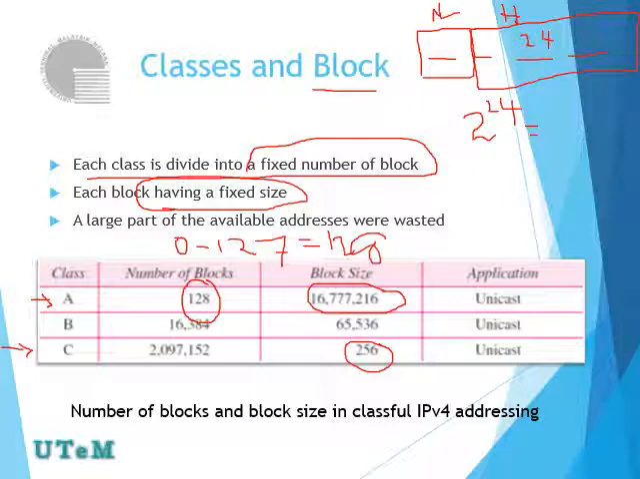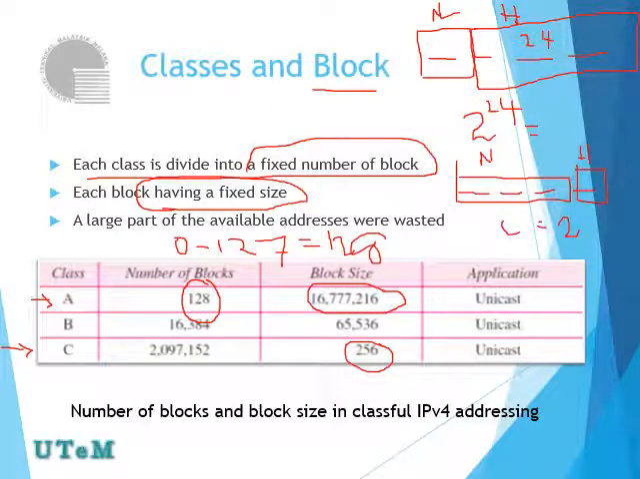If you want to identify the block size in class C, you need to determine the host portion first. In class C, the first 3 octets represent the net, and the last octet represents the host. So the block size of class C is 2 to the power of how many bits over here? 8, isn't it? 2 to the power of 8 equals 256.